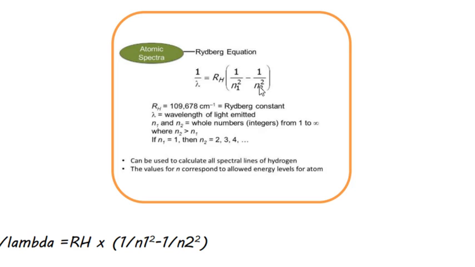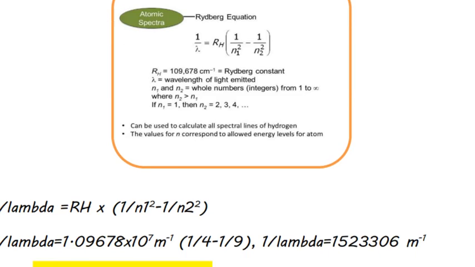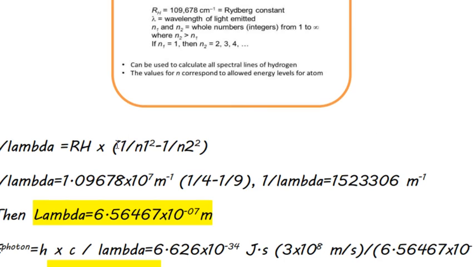So this is the starting point. Usually it has to be higher than the initial or lower state level. And this can be used to calculate all spectral lines of hydrogen, and the values of n correspond to the allowed energy levels of atoms. So 1 over lambda, in the same equation, equals the Rydberg constant multiplied by 1 divided by n1 square minus 1 over n2 square. It was moving from level 3 into level 2.